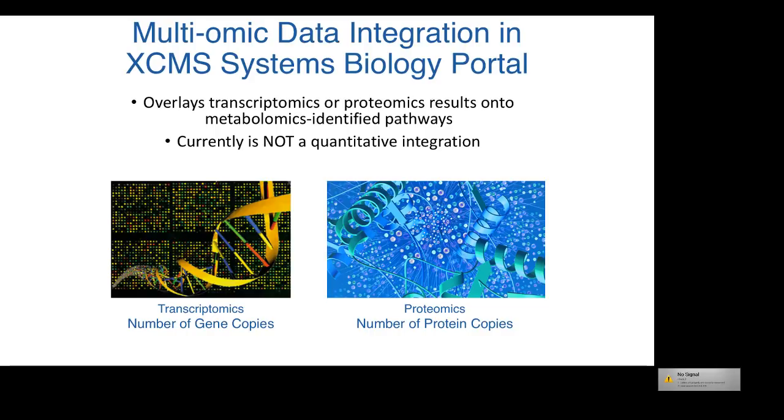One caveat on our systems biology portal is that this is not a quantitative integration at the moment, but only an overlay of just pathway matching. So that gene is supposed to be on that pathway. If you see it in your data, we match that up. We're hoping to have that be a more quantitative integration in the future.